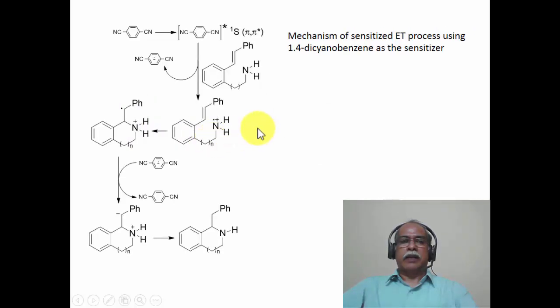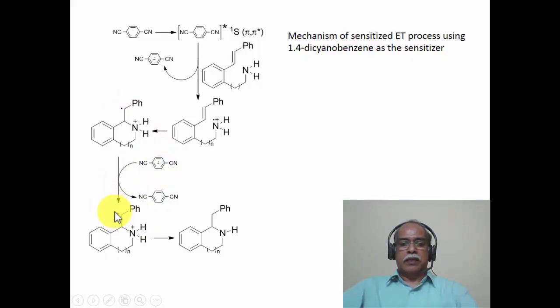The dicyanobenzene is excited, the corresponding wavelength is used to excite specifically this molecule to produce the excited state, which is a singlet excited state of the dicyanobenzene. Dicyanobenzene accepts an electron from the amine to produce the amine cation radical and the anion radical of dicyanobenzene. The amine cation radical is electron deficient, whereas stilbene is electron rich. So cyclization can produce the benzyl radical, and the corresponding ammonium salt is what is produced. Return electron transfer from the dicyanobenzene anion radical to this radical produces the carbanion center, a benzylic carbanion. Then the proton transfer essentially produces the molecule that is shown here.